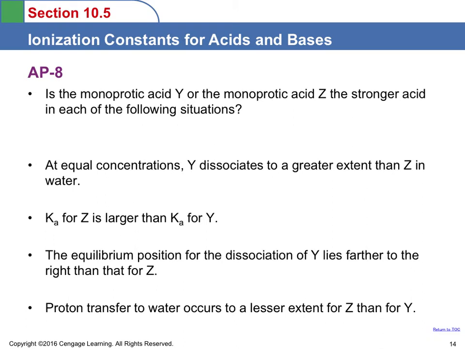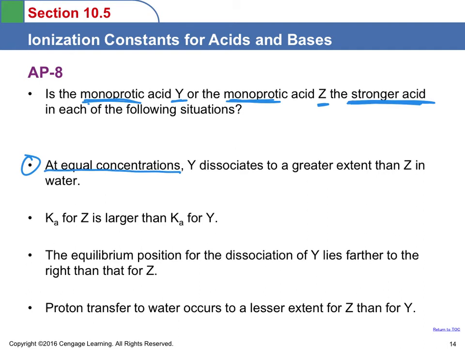So here are some questions that kind of make your brain think a little bit. We're talking about two different substances, and we're trying to decide which one, in this case specifically, is the stronger acid. So we have two acids, Y and Z. Both of them are monoprotic, meaning they both are going to donate one hydrogen ion. And again, we're trying to find the stronger acid in each pair. So the first one says at equal concentrations. That means I have the same amount of Y as I do Z.